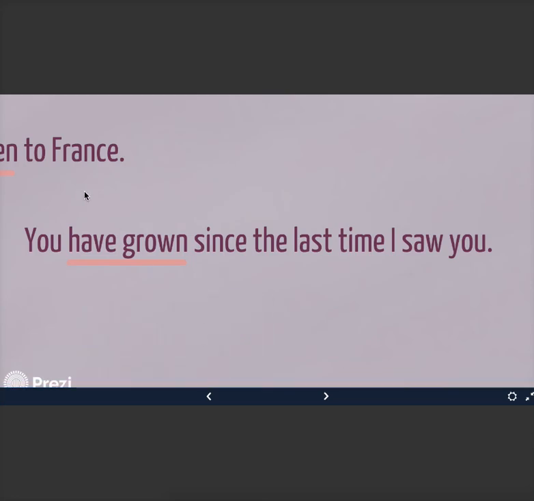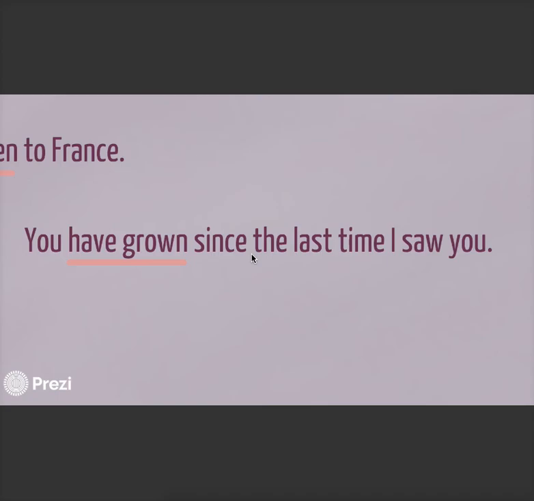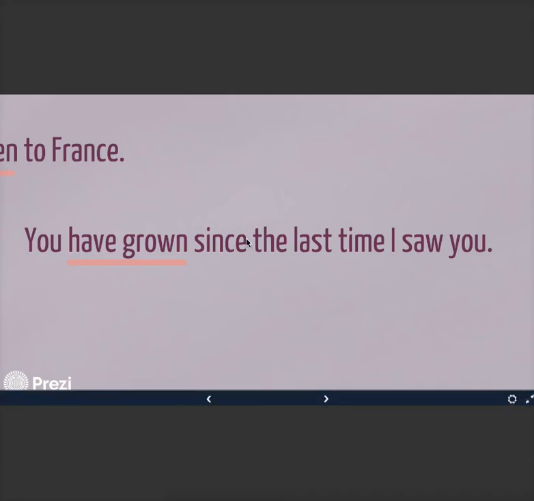Look at this. You have grown since the last time I saw you. Tú has crecido desde la última vez que te vi. So the fact of growing up is an experience. And the fact that I haven't seen you in some months is an experience too. In this case, we are using since. Remember that you can use present perfect with since.